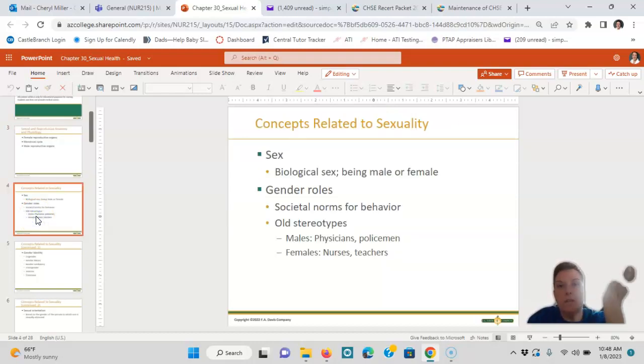So, sex, a concept related to sexuality, that's biological sex being male or female. And then gender roles comes from the sex. Gender roles are societal norms for behavior, and we know that there are old stereotypes like males being physicians, males being policemen, females being nurses and teachers. Okay, so there are some old stereotypes out there still.